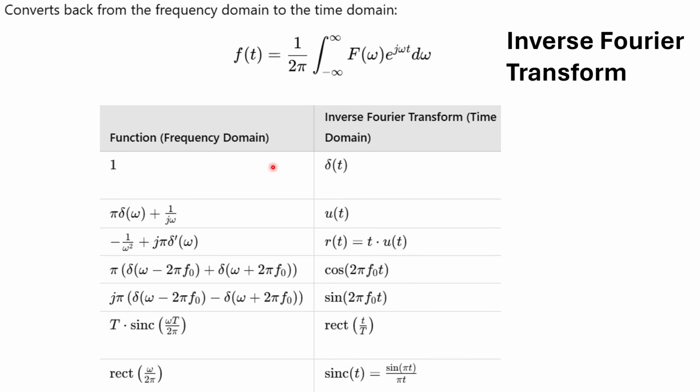As for example, here are some examples of the inverse Fourier transform. The inverse Fourier transform of 1 is delta t. The inverse Fourier transform of 1 by j omega is u of t. The inverse transform of 1 by omega square is r of t, and then the inverse transform of this function is cosine, which we already got. So the Fourier transform of this will be this, and the inverse transform will be this, vice versa for all.